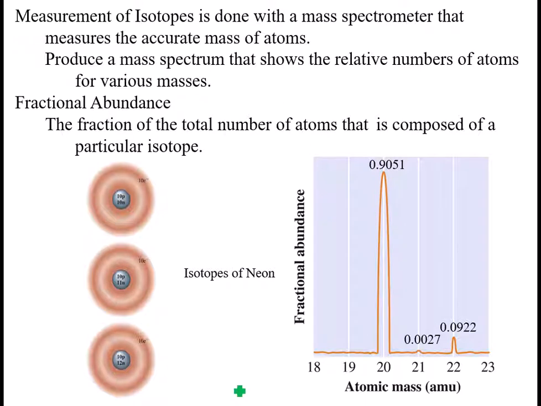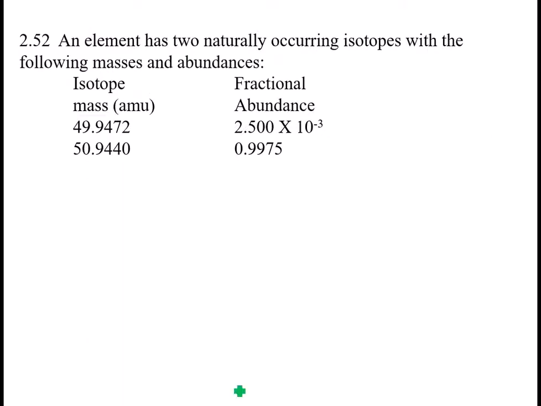So how do you do this? Number 52 in the book says an element of 2 naturally occurring isotopes has the following abundances. So it gives me the isotope mass. You'll notice that they don't add up to be exactly 50, and the reason for that is because of Einstein's energy is equal to mass times the speed of light. So basically, the mass is a little bit less than that of the absolute addition of protons and neutrons, and it has a fractional abundance of 2.5 times 10 to the minus 3, and then the other isotope is 50.94440, and it has an abundance of 0.9975.